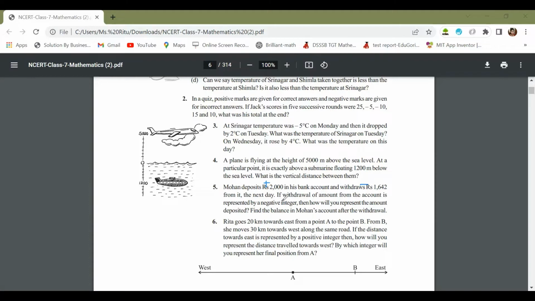Now after that, if withdrawal of amount from the account is represented by a negative integer, they are also saying the same thing. Withdrawal jo hai we are representing with negative. Humne pehle hi negative se represent kar diya usko. They are saying the same thing here. Then how will you represent the amount deposited? With positive number, right? So what they are saying here, agar withdrawal amount ko hum negative se represent kar rahe hain toh deposited amount ko kaise represent karenge?